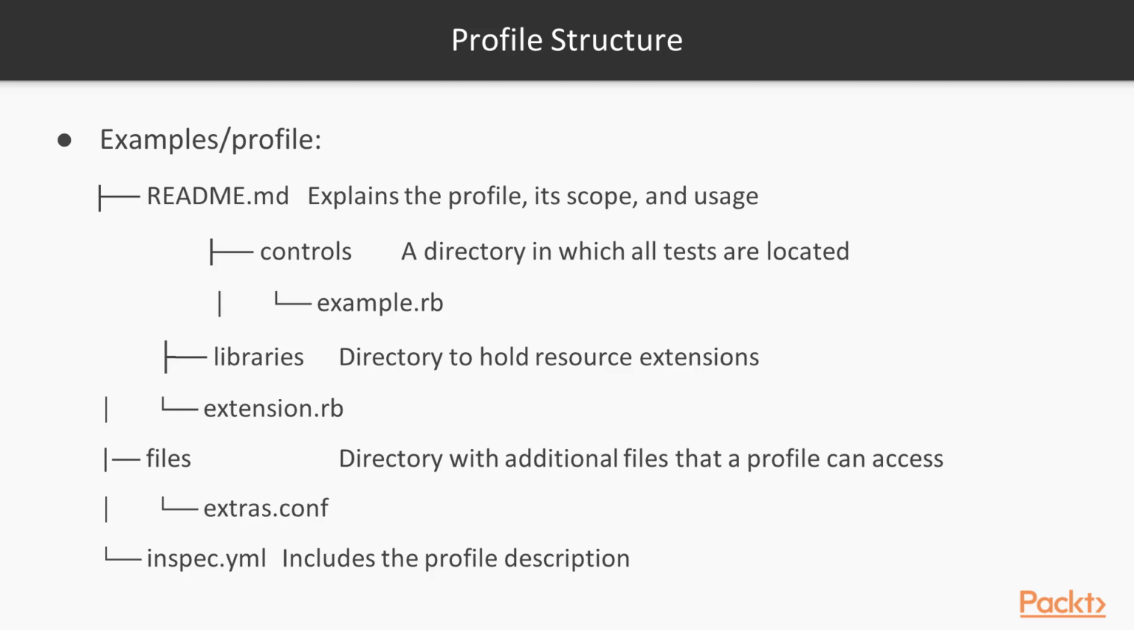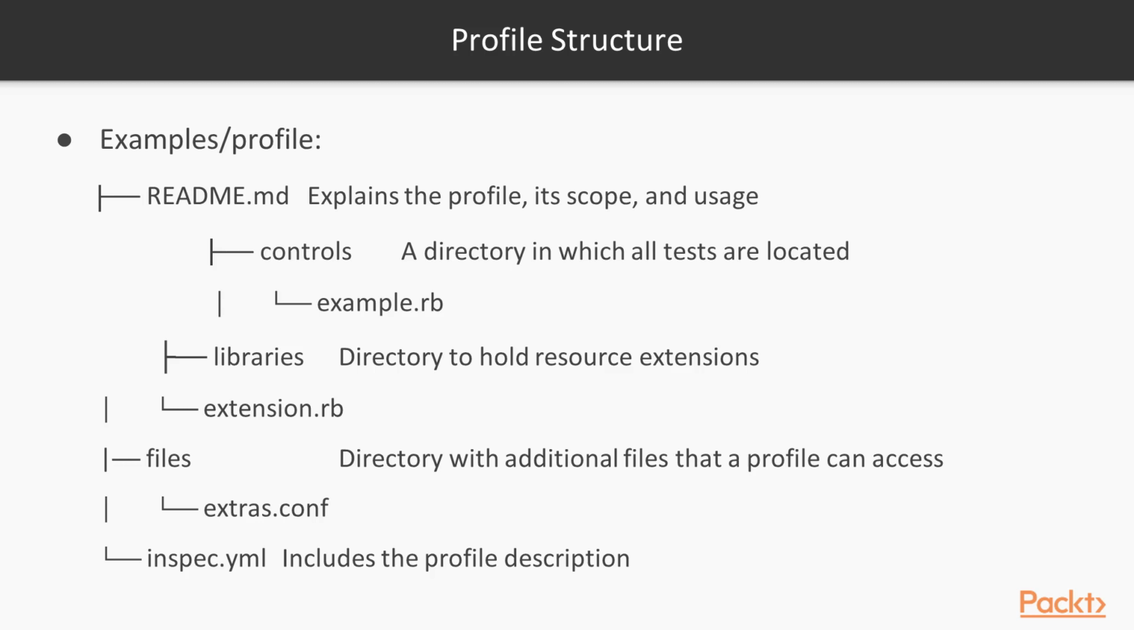Each profile must have an inspec.yaml file that defines information like profile name, profile maintainer's name, email address, and license details. Summary to specify a one-line summary of the profile. Description to specify a multi-line description of the profile. Version to specify the profile version. And depends to define a list of profiles on which this profile depends. And attributes is to define a list of attributes we can use in this profile's controls.